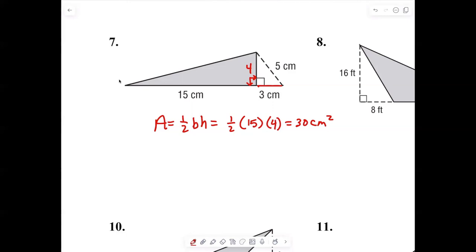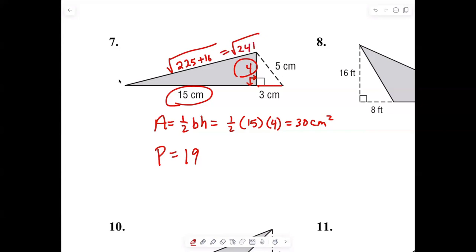Anybody have any questions with that? All right, now the perimeter. The perimeter so far is 19, correct? Because we know 15 and we know 4. Does everybody agree with me? All right, now come on, guys. The hypotenuse, square root of what? 225 plus 16, which in fact is 241. Come on, that's not that hard. Now, if you don't know, come on, speak up. I don't mind.